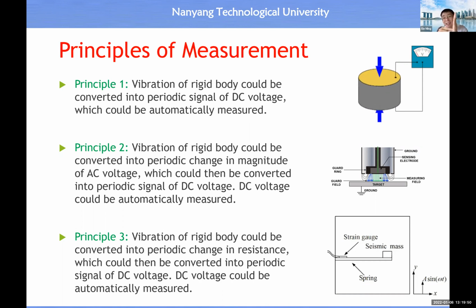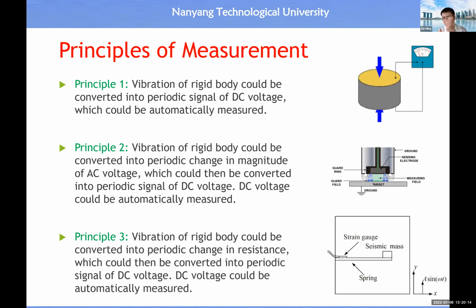And this eddy current, because we know when there's a flow of current inside the conductor, then this current will produce its own magnetic field. Then we can pick up this magnetic field, okay? Because this magnetic field depends on the relative position between the sensing coil and also the vibrating body.